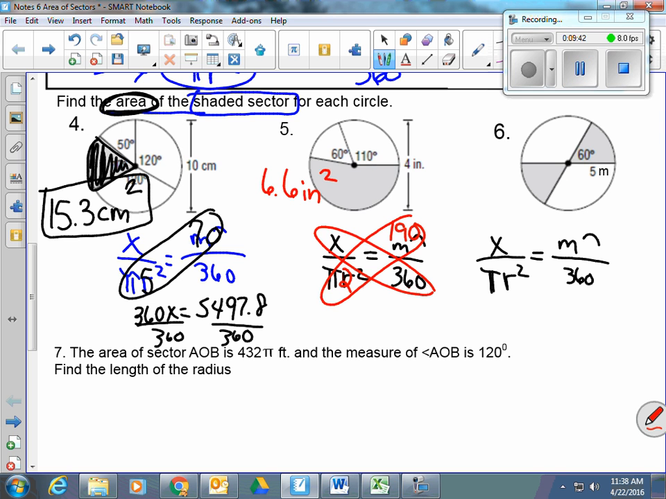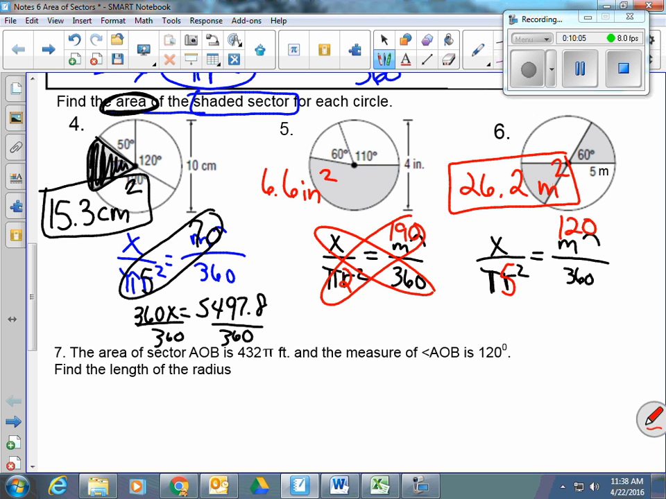Okay? On number 6, what do you use for your radius? 5. Very good. What do you use for your arc? 120. Very good. And what do you get for your final answer when you cross multiply? 26 point what? 0.2 meters squared. Are we good?